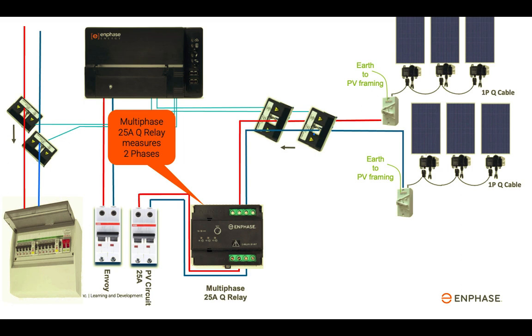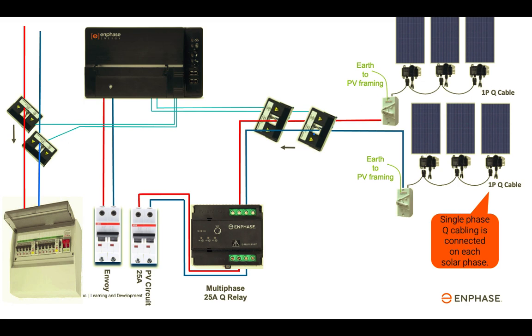This enables an increased number of microinverters per phase. The multi-phase Q relay also couples the power line communications across the phases. For simple wiring, one-phase Q cabling is utilized for each phase within the 25 amp solar microinverter circuit.